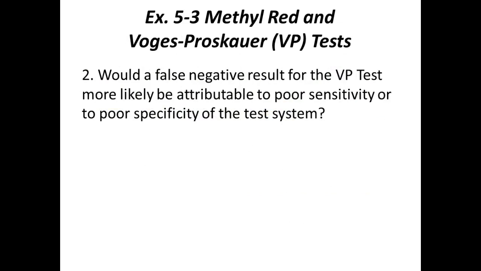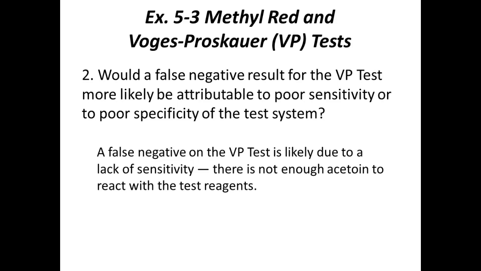So a false negative result for the VP test: poor sensitivity or poor specificity of our test? Sensitivity. Because you've got to get enough of the red color produced that you can actually see it. It's a pretty specific test, right? It's a sensitivity issue. Do you have enough of the acetoin to convert enough of the reagents into the red color that you can visualize it?